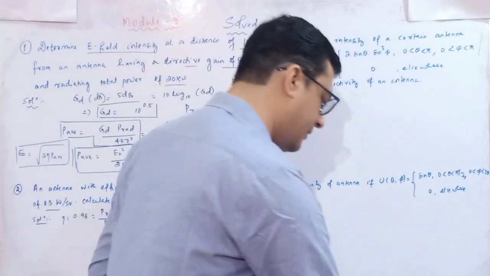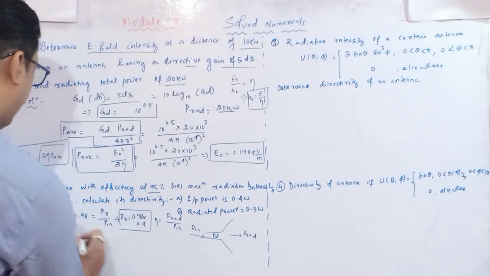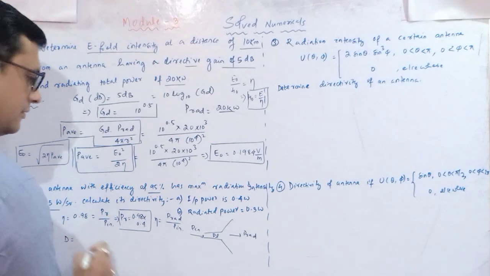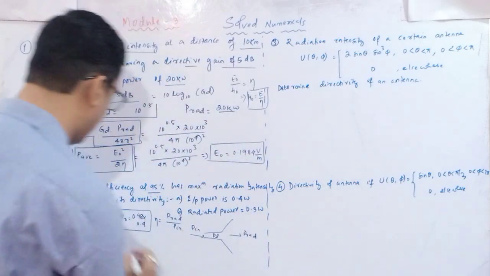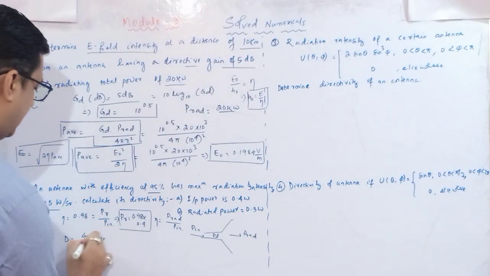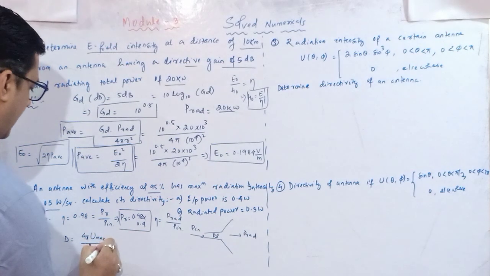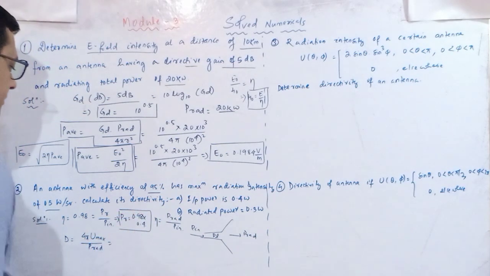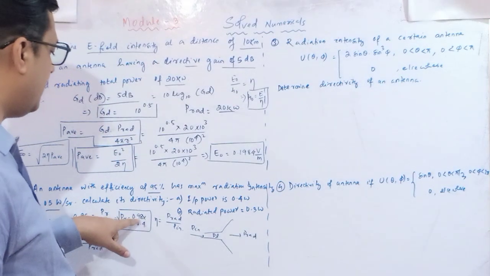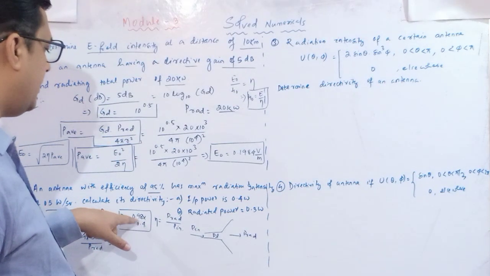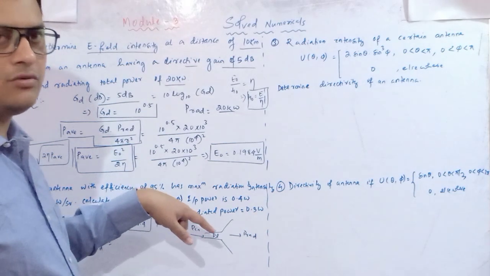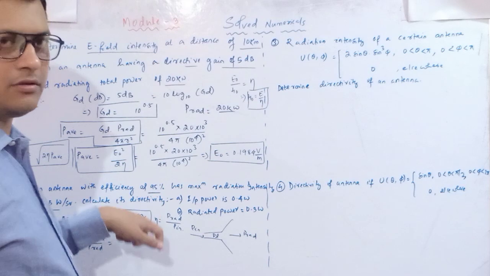How? Let's see. So your directivity is equal to 4 pi Umax divided by P rad. So radiated power we have calculated here, 0.98 into 0.4. So near about it is 0.392 watt.